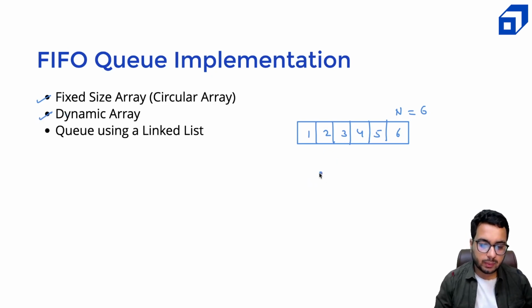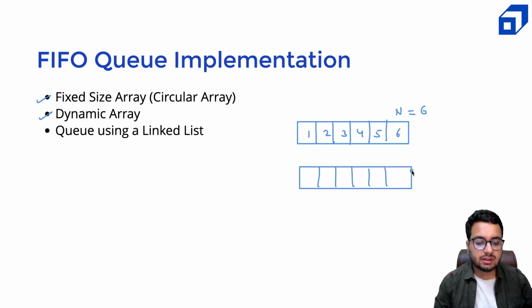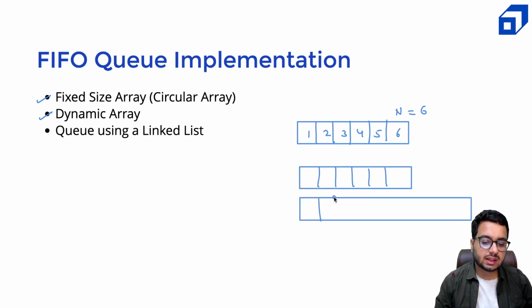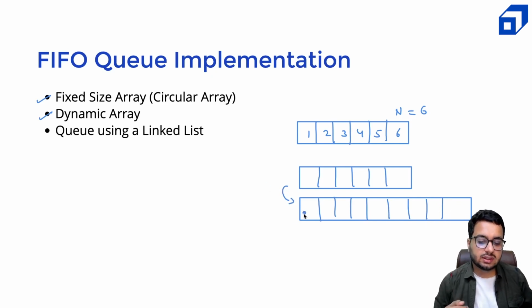So I can write my own logic for creating a dynamic array. For example, if my queue gets full, I will say fine, I will double the array. I will create a new array of double the capacity of the given size, right? Now, if again the queue gets full, I'll again do the same thing, right? So this is called implementation using a dynamic array.